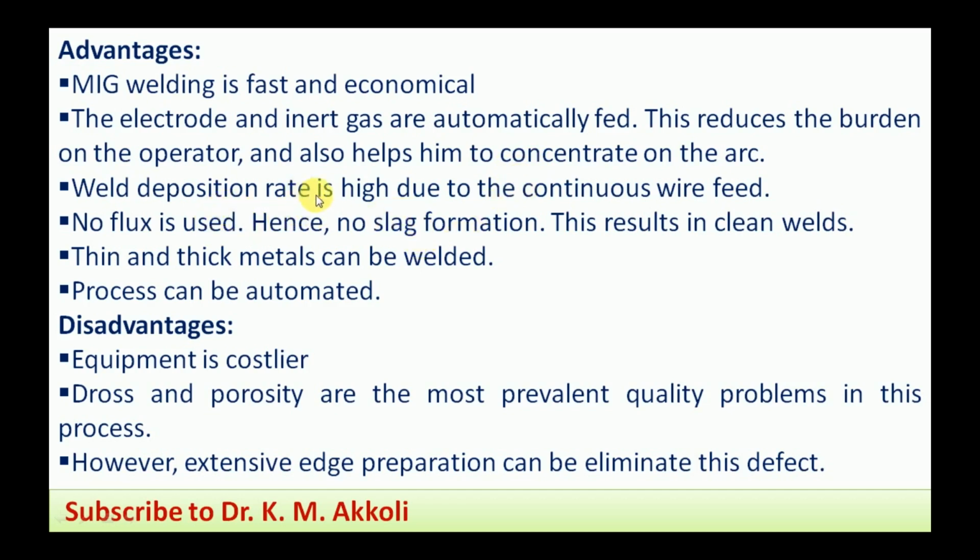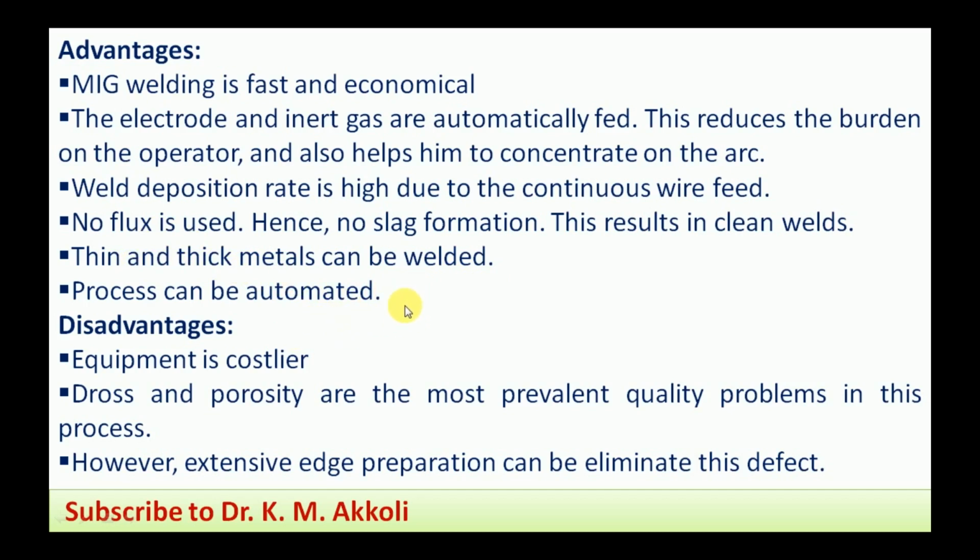Weld deposition rate is high due to the continuous wire feed. The continuous wire feed is automatic, and due to that there is a higher deposition rate of the wire, whatever the filler material is. No flux is used, hence no slag formation. This results in a clean weld, similar to that of TIG. Thick and thin metals can be welded, both we can weld here. TIG is used only for thin metal welding, and here thick and thin metals can be welded.